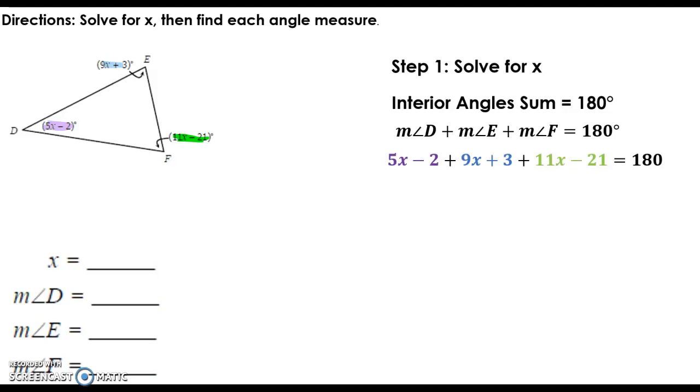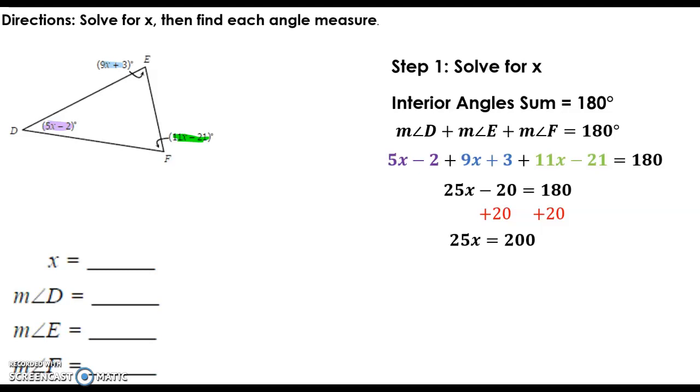If at any time you need to pause the video because I'm going too fast, please go ahead and do so. All right, so if we were to simplify that, we would get 25x minus 20 equals 180. Simplified further, we would add 20 to both sides, giving us 25x equals 200.